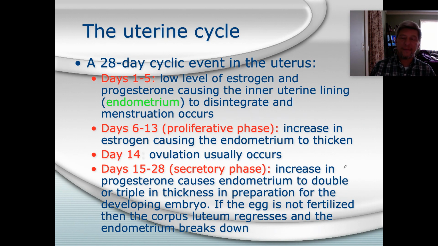Now, if the egg is not fertilized, the corpus luteum, the scar tissue in the ovary, begins to heal up. It shrinks, it disintegrates. And so there's no more progesterone. And if there's no more progesterone, the endometrium goes bye-bye. Okay, and that's what leads to the period.